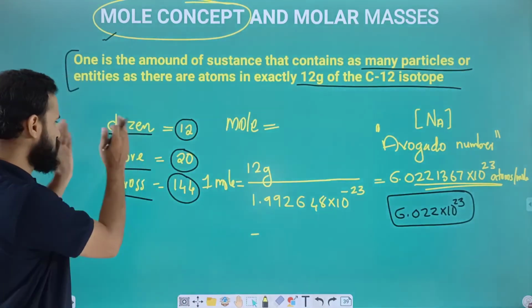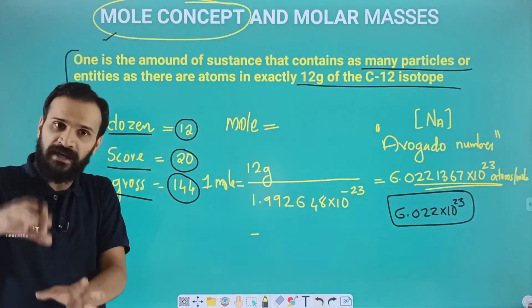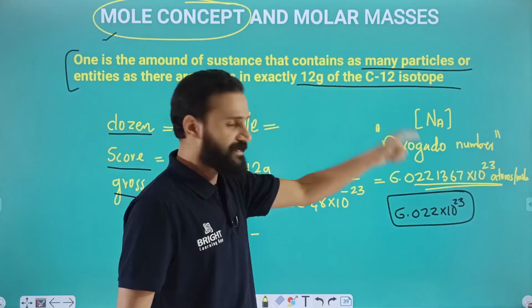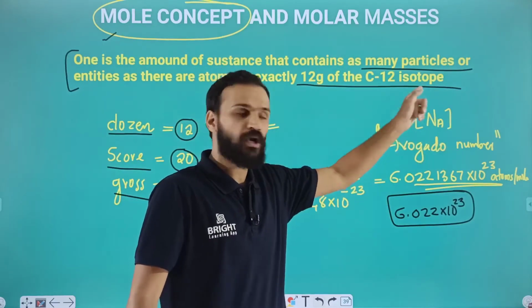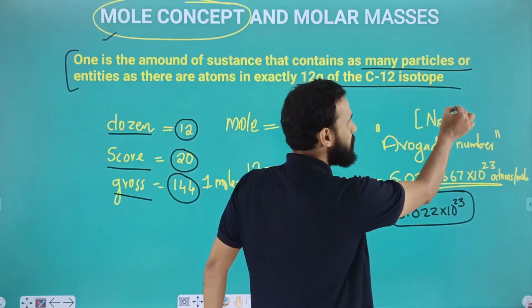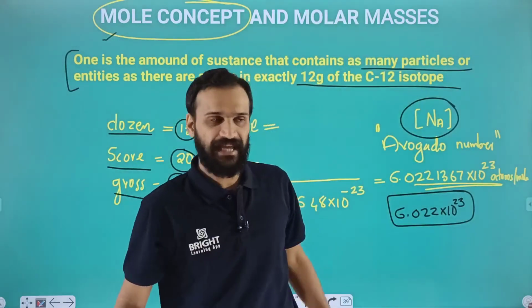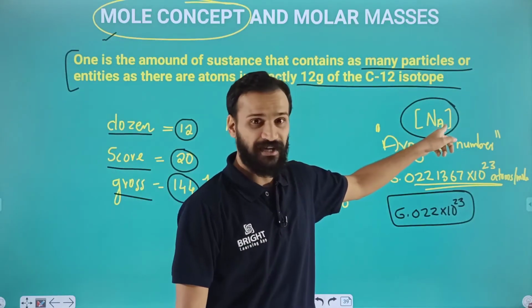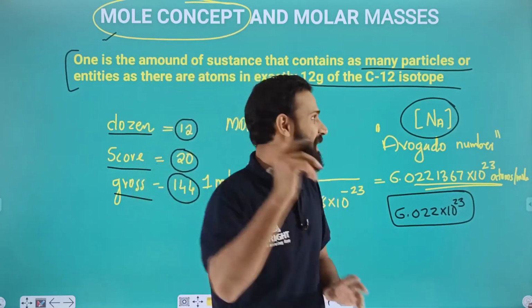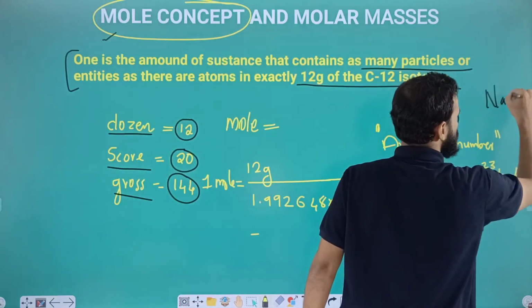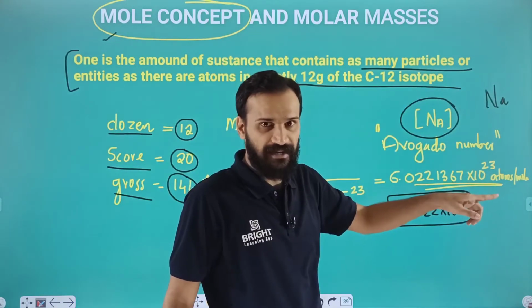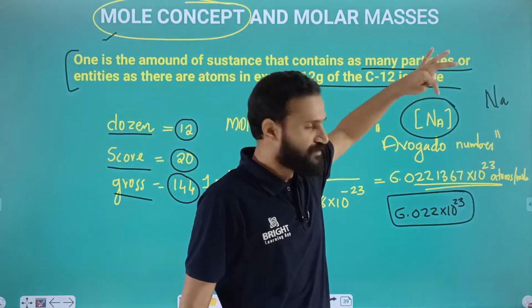Like a dozen, score and gross represent certain numbers, 1 mole also represents a particular number, and that number is called the Avogadro number or Avogadro constant, represented by NA. A is a capital letter, not a small letter. If you write a small letter, we will read it as sodium. Na is the symbol of sodium. Don't write like that; both N and A are capital letters.